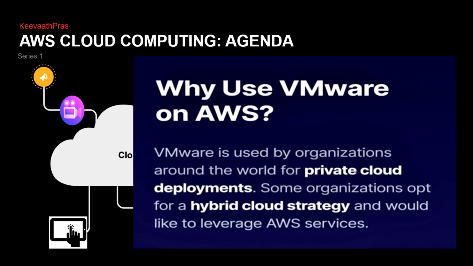A VMware is used by organizations around the world for private cloud deployments. Some organizations opt for a hybrid cloud strategy that would like to leverage the AWS services. A VM is basically a virtual machine. So you log into the AWS data center, or in some cases where there's a hybrid between on-premise and AWS, you use a VM in order to connect. So this is a VMware.